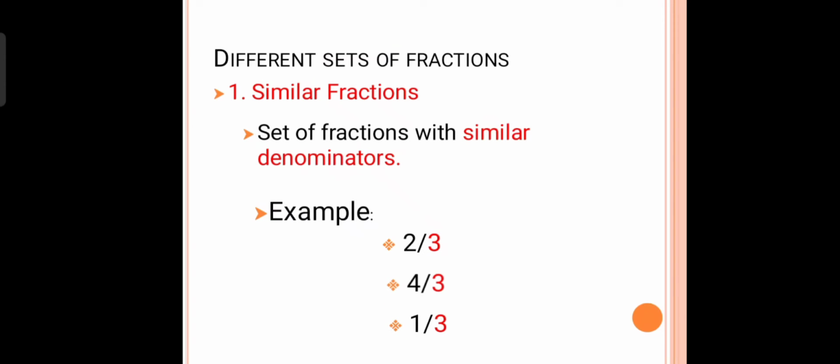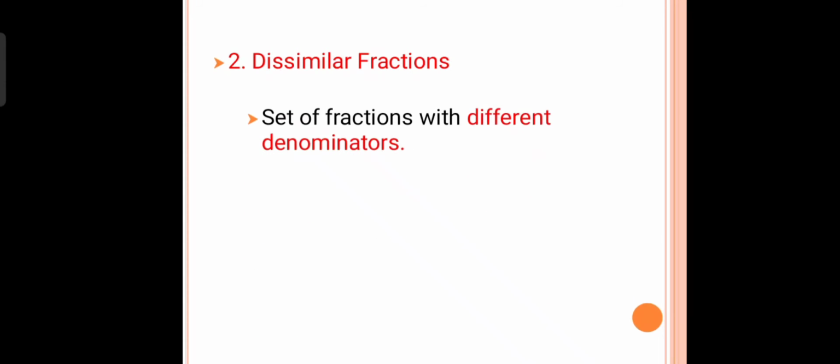This group of fractions, what are their denominators? We have 3 for 2/3, 3 for 4/3, and then for 1/3, 3. So they have the same denominators. They have similar denominators. So what do you call this set of fractions? Then that is called similar fractions. Similar fractions have similar denominators. So if the set of fractions has the same denominator, it is called similar fractions.